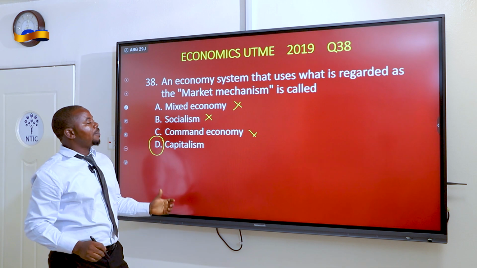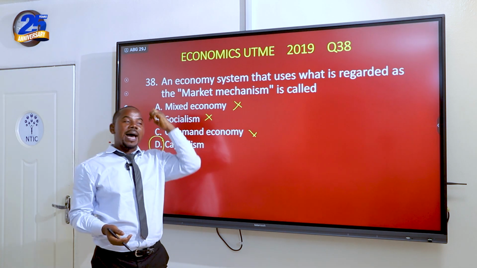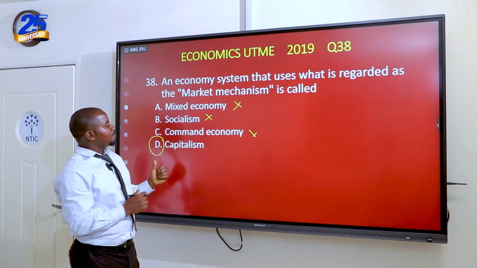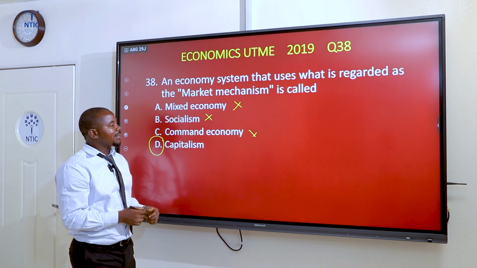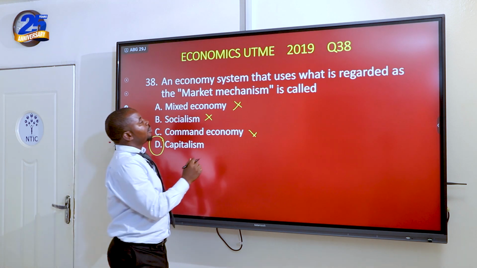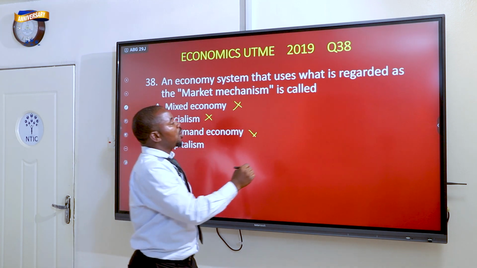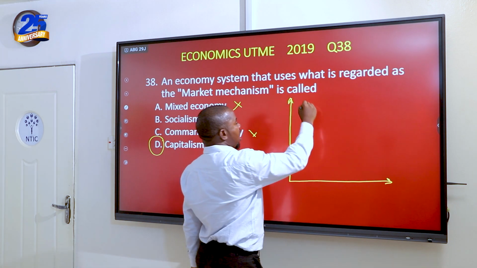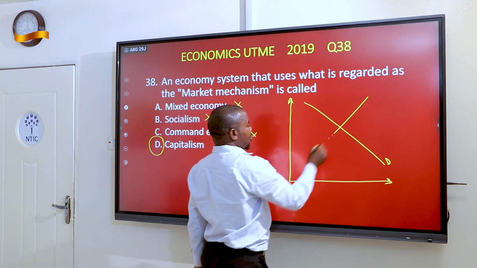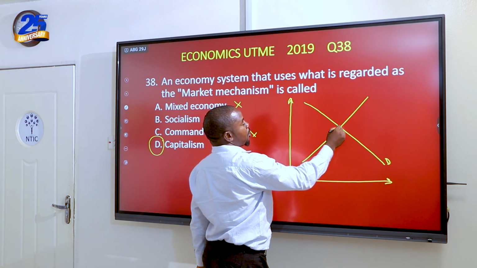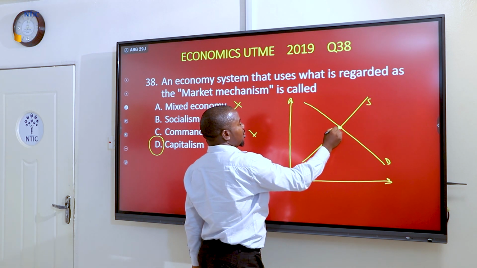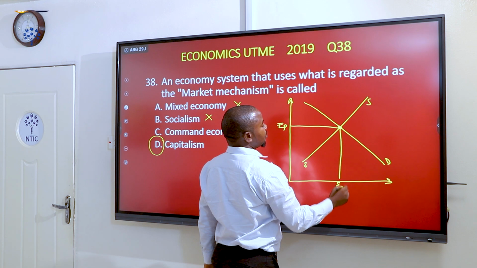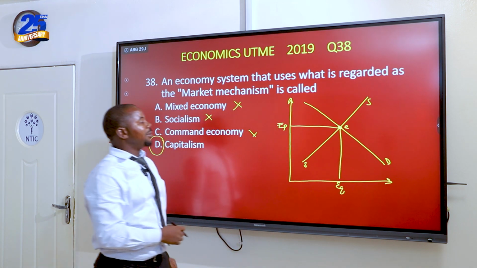Capitalism is an economic system whereby resources are owned and managed by private individuals. In this economy, which is also known as a free market economy, prices are determined by the interaction of the forces of demand and supply. So in that economy, you have your demand and you have your supply. At the point of equilibrium, you have your equilibrium price and your equilibrium quantity. So that's where the price is determined.